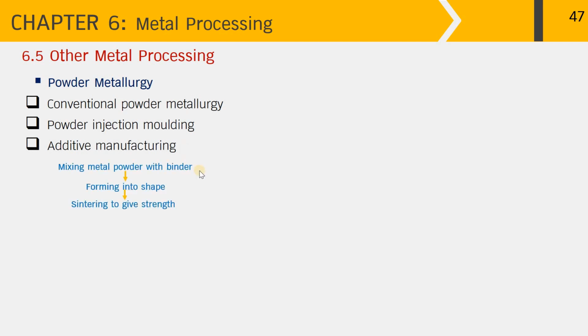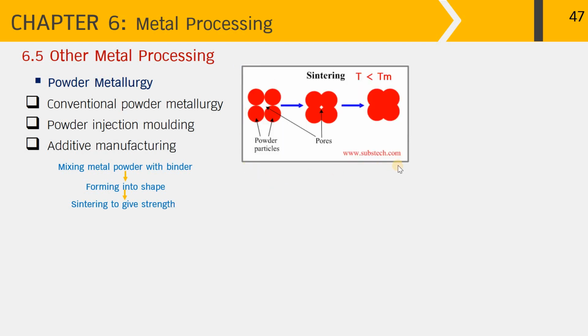The process involves mixing metal powder with binder as a lubricant and then forming into desirable shape, finally to give the strength to the product by sintering, or heating up to the temperature not exceeding the melting temperature of the metal. And this picture gives you some idea about the sintering process.